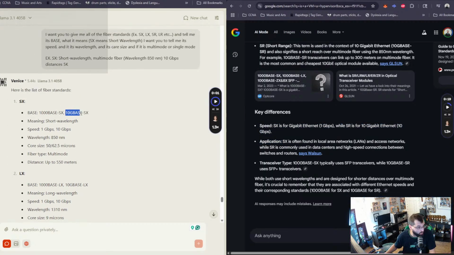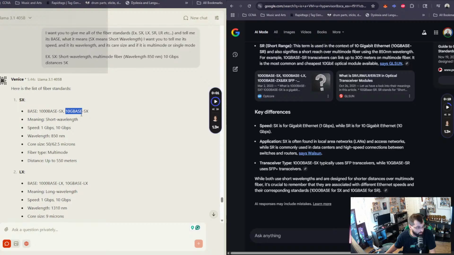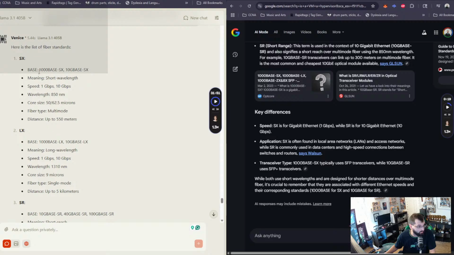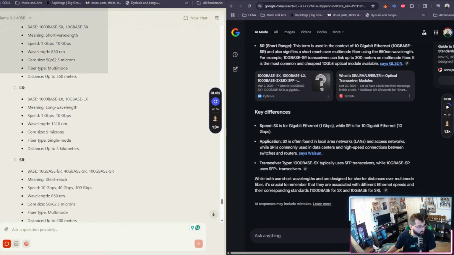Now hold on a second. SX can also go to 10 Gigabit Ethernet, but it clocks out at 10. Where SR can go up to 40 and even 100. Okay. SX is often found in local area networks, LANs, and access networks, while SR is commonly used in data centers and high-speed connections between switches and routers, says Walson.